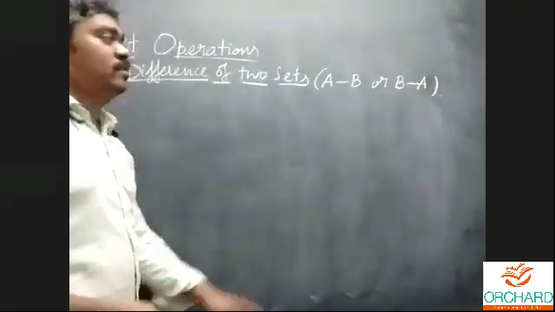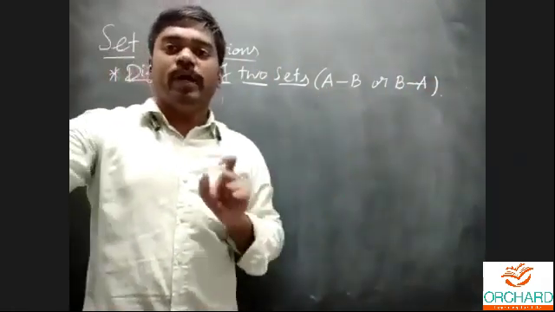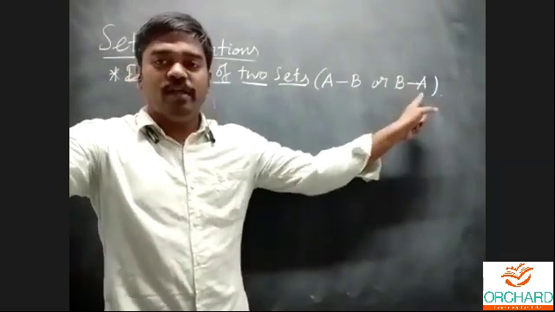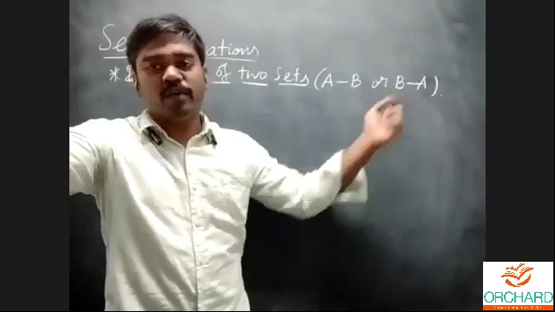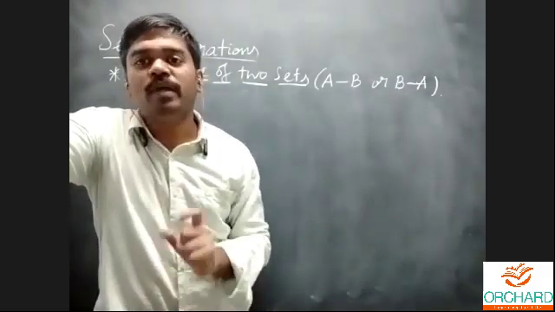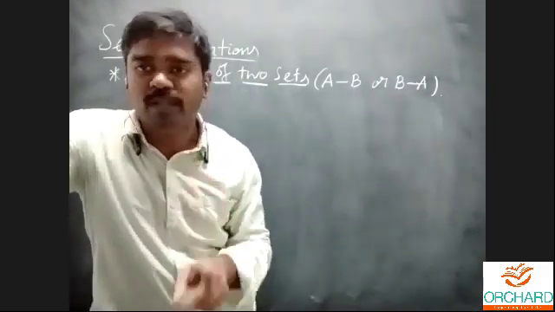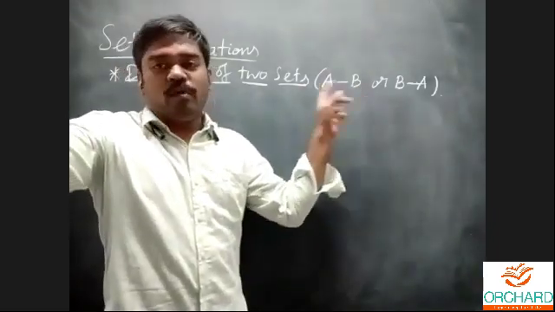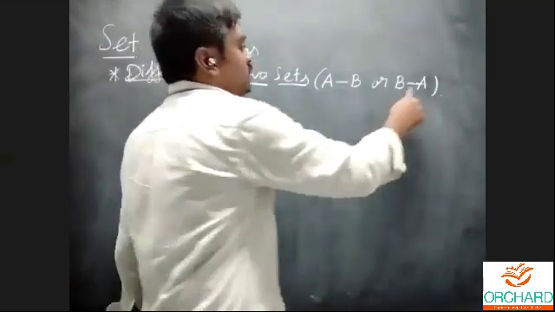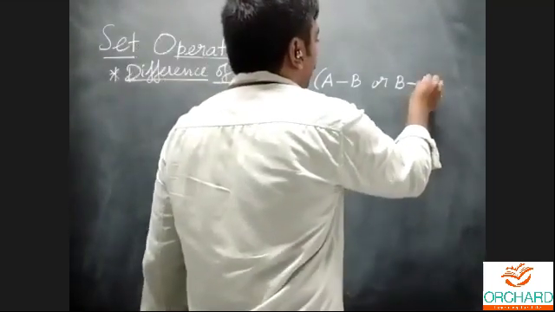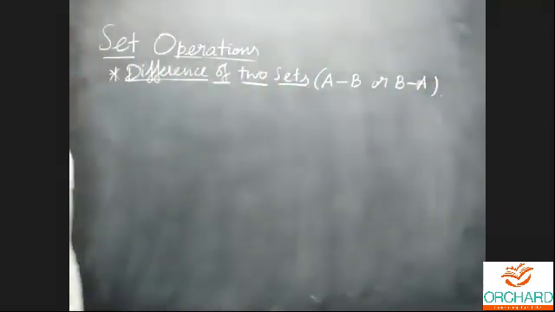How to read the symbol? Don't read as A minus B, B minus A. You can call it as A difference B and B difference A. What is the symbol name? That is difference. Don't call it minus, it is not an actual subtraction. A difference B or B difference A. This is a difference of two sets.